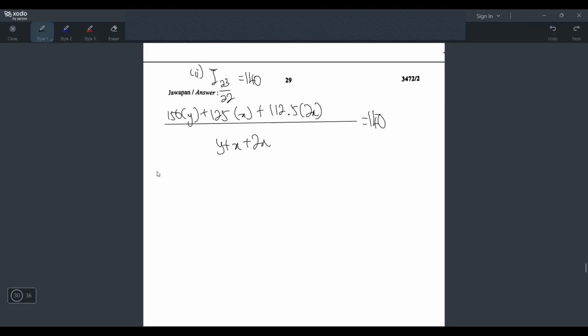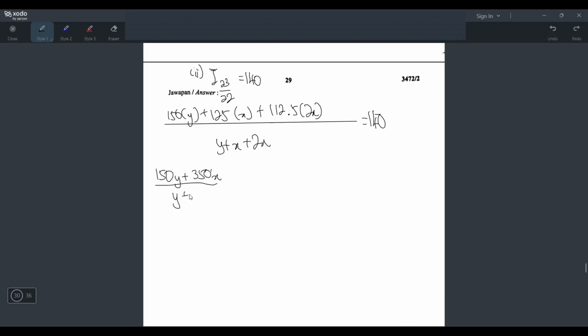But I'm going to simplify it first. So 150y plus 125 times x. Okay, let's do this one first: 112.5 times 2x. So you can press calculator, 112.5 times 2, you get 225. So it means 225x, but you can plus with 125, and then you get 350x. Because x with x can add together. So when you combine them, when you plus them, you get 350.